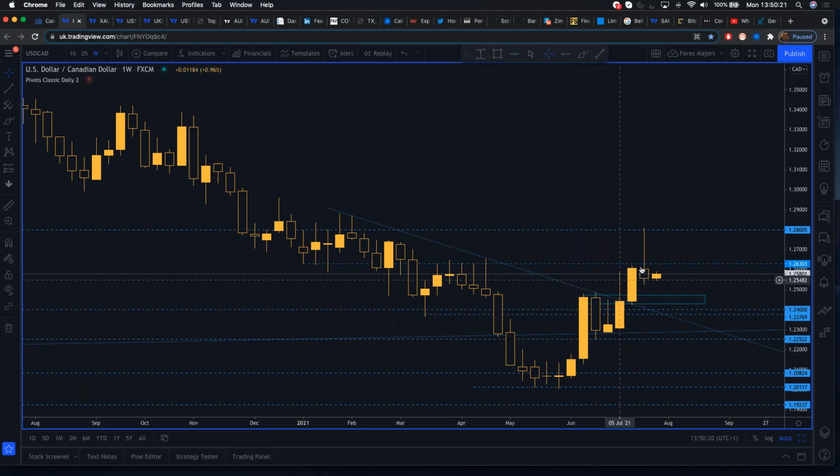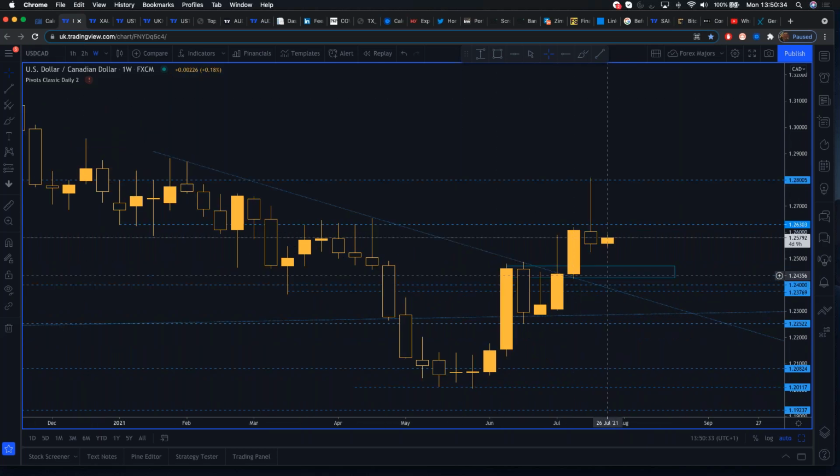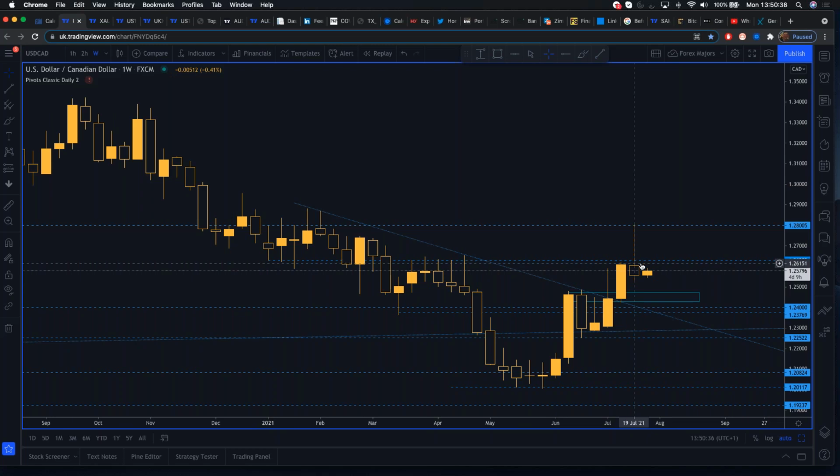Now, why is the CAD losing a bit of value? Well, a couple of things. One, oil's been a bit weaker. There's been some weakness in oil after the OPEC Plus decision last week to curb production cuts next year. And also US dollar strength. So look out. This is a very bearish development here.